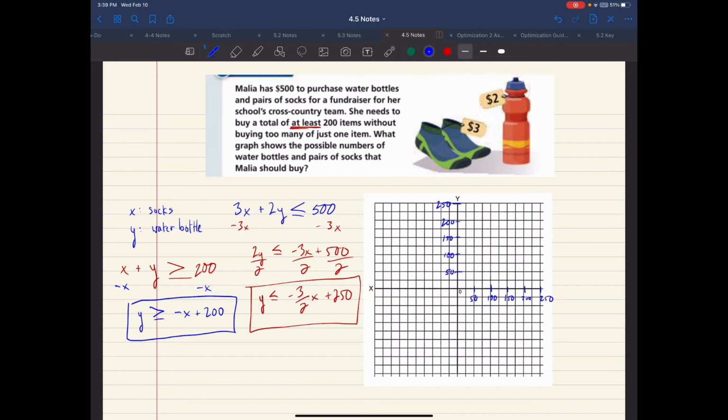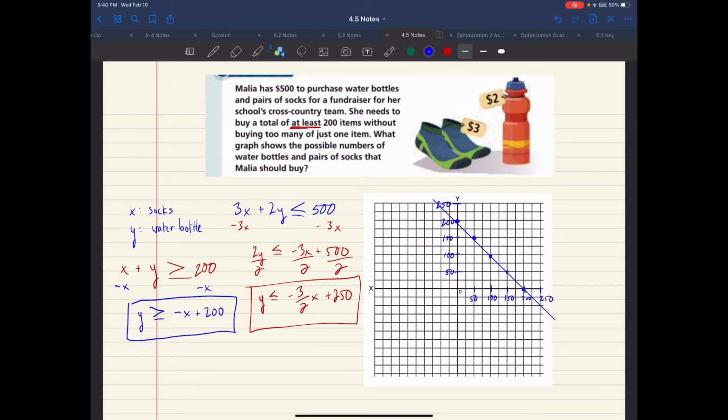Let's start with the blue one. It says negative x plus 200, so there's going to be an intercept at 200 and a slope of negative 1. Since the scale matches, I can do this. If I go down 50 over 50, that's a slope of negative 1. So I can have a slope that looks just like that, and I will connect those dots. That's the blue line. It's solid, and we're going to shade above.